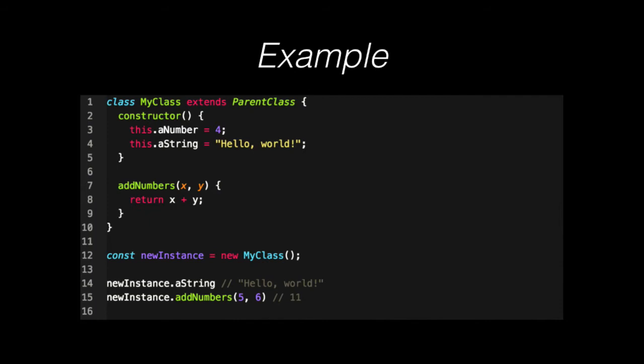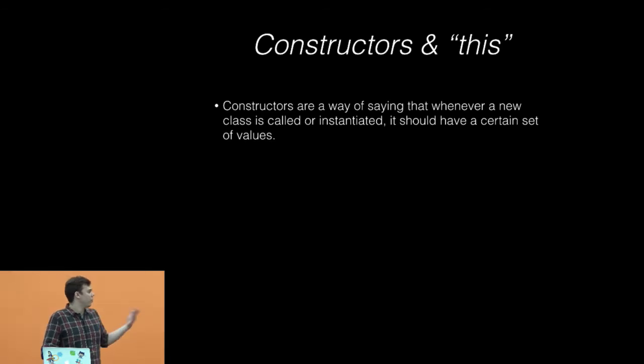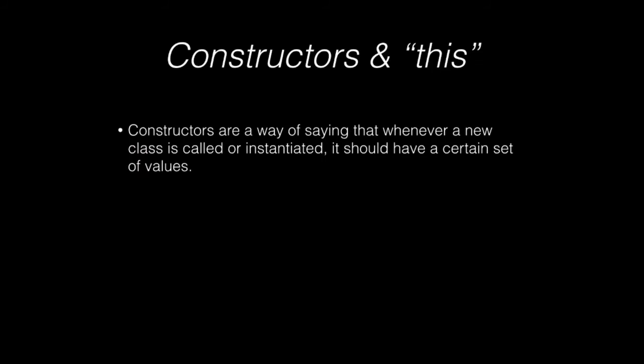And then you can access things with the standard dot notation. So new instance dot a string is hello world. New instance add numbers 5 and 6. 5 and 6 is 11, so you get the value 11 right there. I already went into constructors here, but basically it's a way of saying that whenever a new class is called or instantiated, it should have a certain set of values.